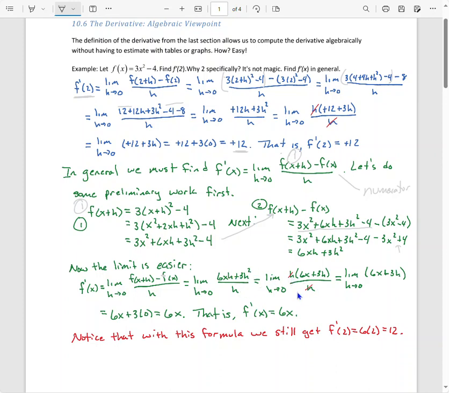Factor out an h and cancel. Still the limit because I haven't put 0 in for h yet. Limit as h approaches 0 of 6x plus 3h. Now I'll put h is 0 and I'll get 6x.